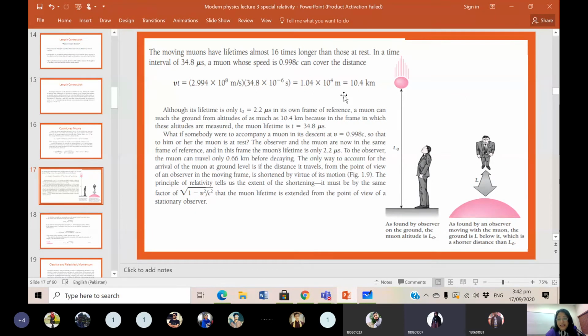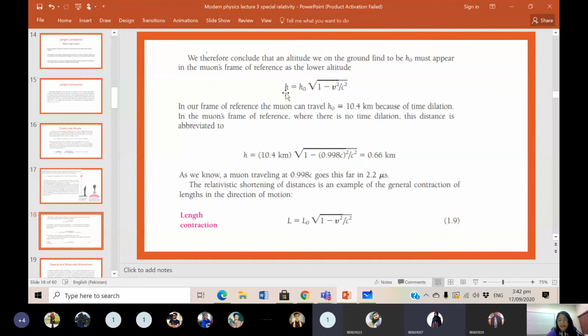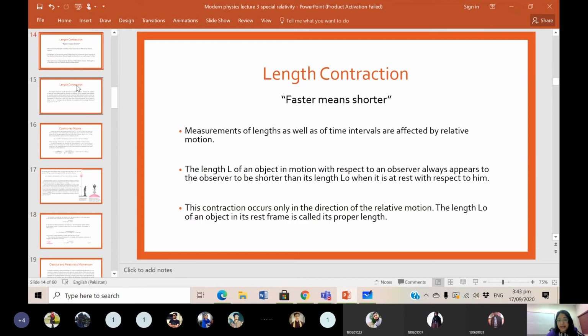Okay, where were we? So what I'm saying here is that the distance that we see is h. According to our frame of reference, the distance the muon travels is 10.4 kilometers because of time dilation. So according to the muon's point of view, uske point of view se distance kam ho jayega. The distance will be shorter, and the distance should be equal to 0.66 kilometers, right? Because we said that is the amount of distance that it travels before it decays, right?